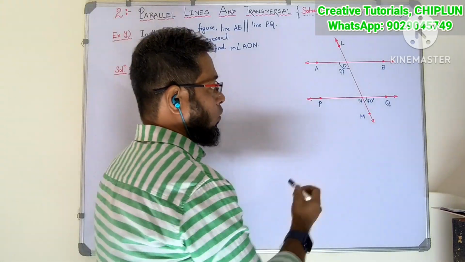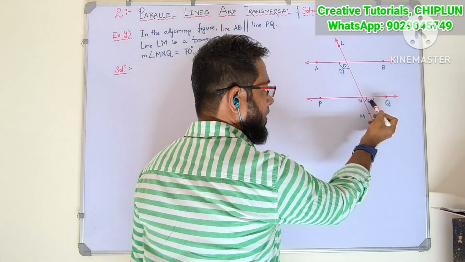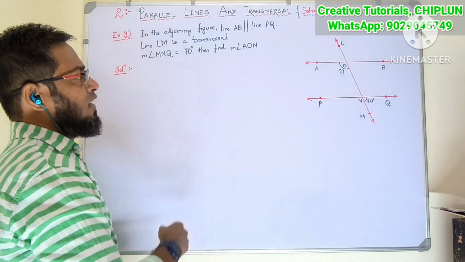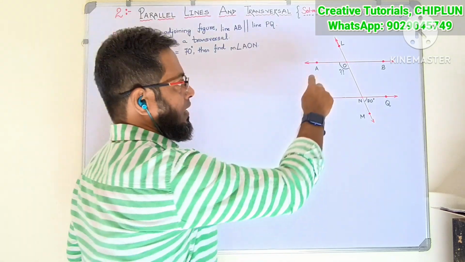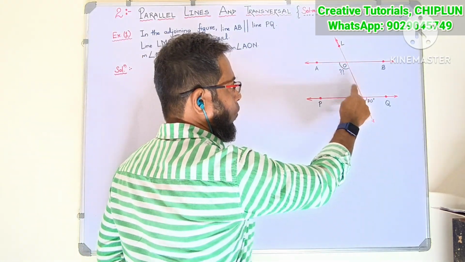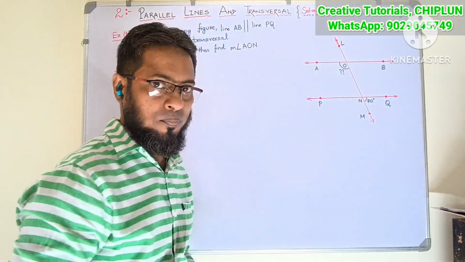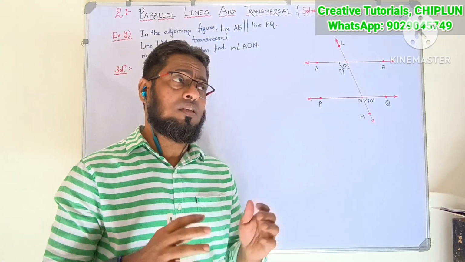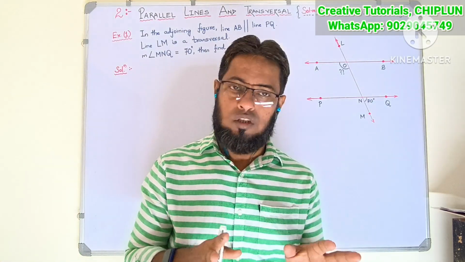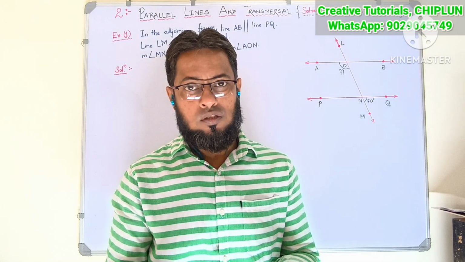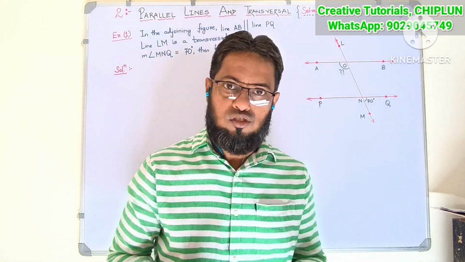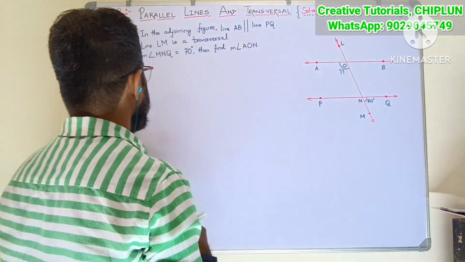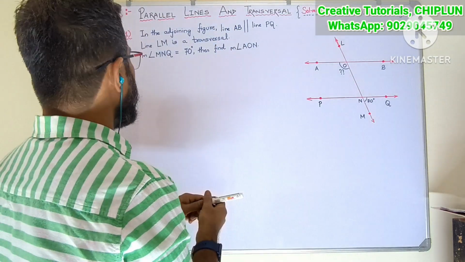Measure angle MNQ. This angle is 70 degrees and it is given to us. Then find measure angle AON. They are asking us to find measure angle AON. You see, I have put a question mark, okay? So this is being asked to us. Now there are two methods of solving this question. I'll show you both the methods. Then you decide for yourself which one is easier for you. Okay, both are easy by the way. All right, so let us go with the first method.